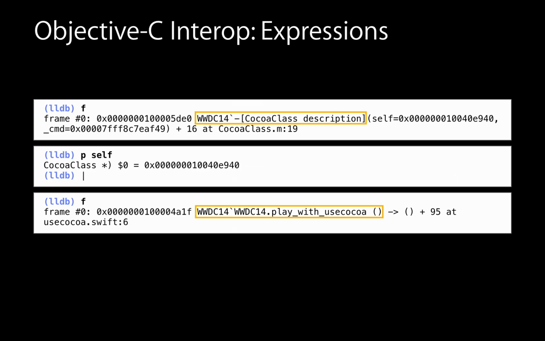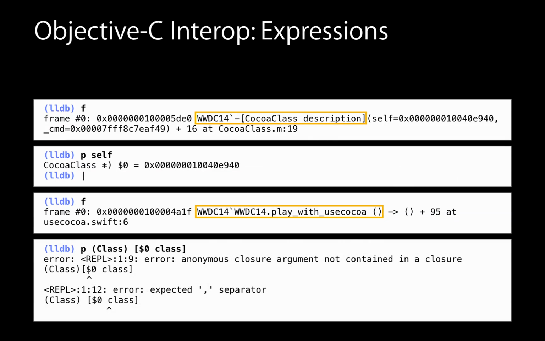Now we'd like to try and use that $0 persistent variable, and we write an Objective-C expression that involves it. That's not going to fly so well. Since we're in a Swift frame, the Swift compiler is trying to compile your expression with Swift syntax. But that's not Swift syntax, that's Objective-C syntax. And so the compiler gets really unhappy, and mentions things like anonymous closure argument not contained in a closure. OK, I must be doing something wrong here.